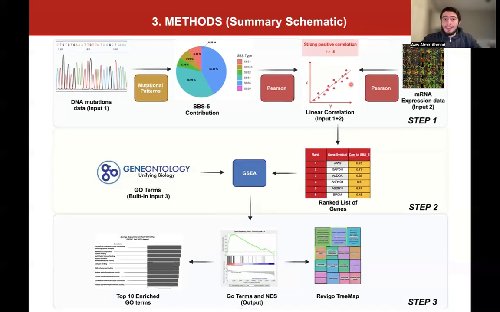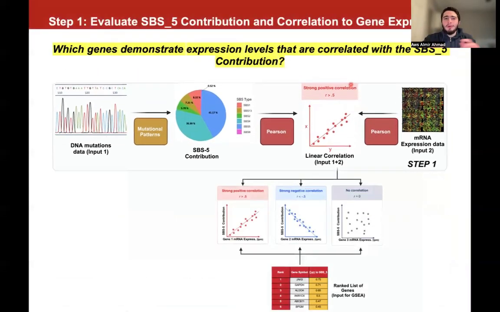The first step of our process is the most important step. We will be answering the following question: which genes show expression levels that are correlated with, associated with the SBS5 contribution? As you can see, this is a two-part question. Essentially, we need two types of data to answer this correlation question. We need to know first the gene expression data for each of the cancer samples that we have, which is data that is already provided by the cBioPortal, the source of our human cancer genomics data. The second data input is regarding SBS5 contribution.